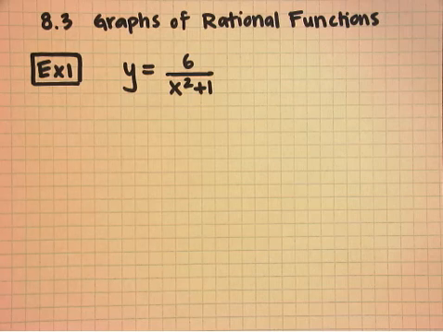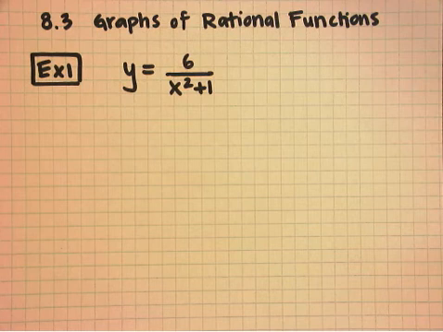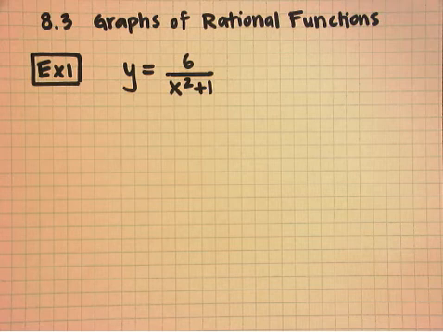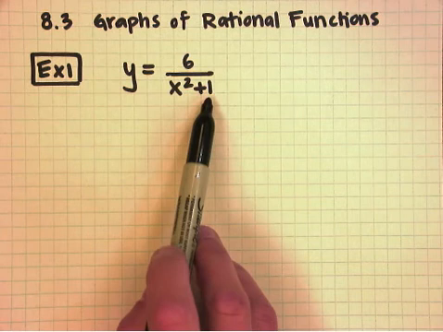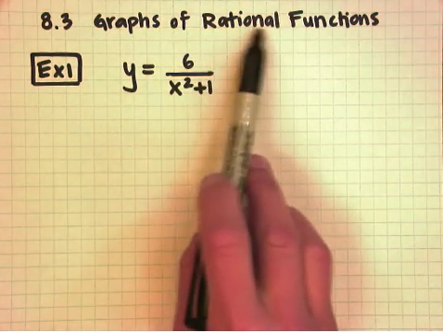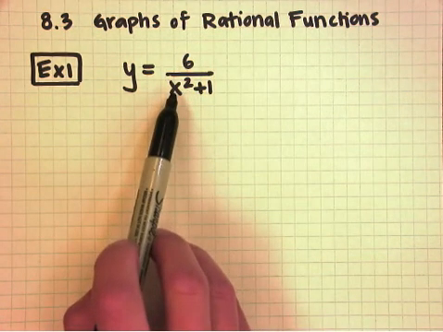In 8.3, we're going to be talking about the graphs of rational functions. Now, we've already seen a couple of graphs, and you guys have done a couple by hand with the t-shirt function and also with the problem about the soup cans. So this is just an extension of what we've been doing. If I have the problem y equals 6 over x squared plus 1, it's a rational function because it's got division. We've got an x in the denominator.